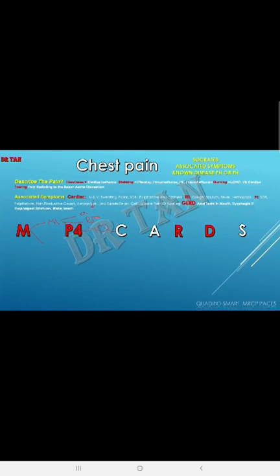Then the fourth M is malignancy, and this is the case that came last night. Malignancy. I have 2 candidates who got a full mark in this case because they did the case perfectly. They went through all the details of the chest pain.